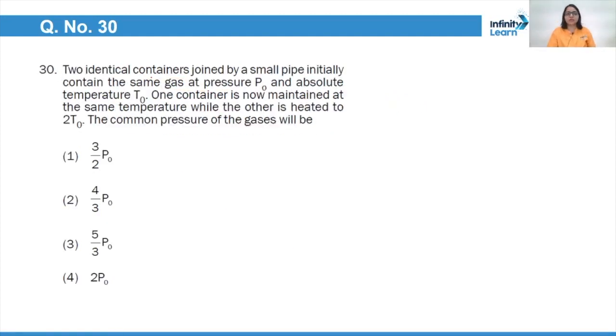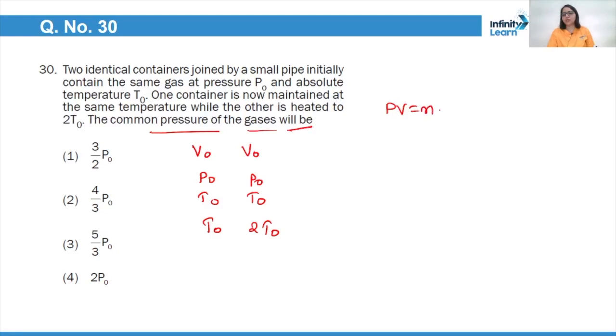Question number 30. We have two identical containers, that means same volume V0, joined by a small pipe, initially containing the same gas at pressure P0 and absolute temperature T0. One container is now maintained at the same temperature while the other is heated to 2T0. The common pressure of the gas will be. So the initial number of moles will be the final number of moles. So according to PV equals nRT, n will be PV upon RT. So for the first container, it is P0 V0 upon RT0. For the second container, it is P0 V0 upon RT0.